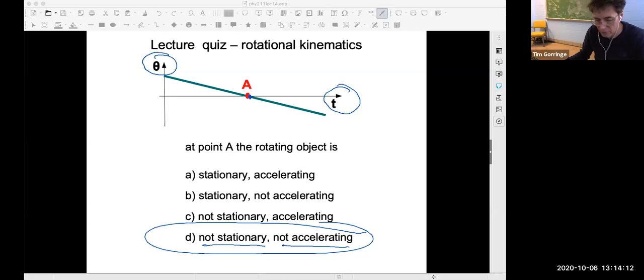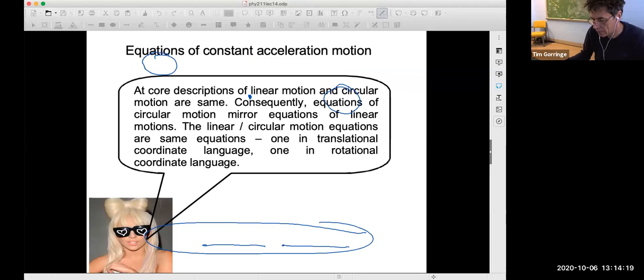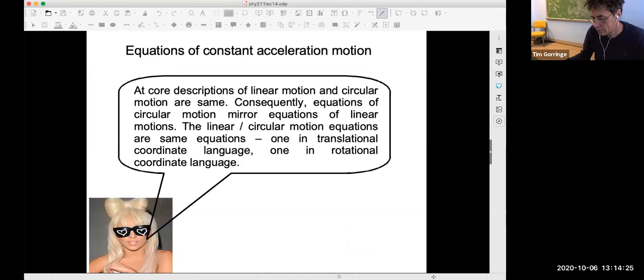Okay, so let's try and move on here. And here's an important point. We've said that our description of linear straight line motion and circular rotational motion are really the same descriptions. I'm not teaching you anything new. I've just come to class today and taught you stuff from like lecture 2, and just used a slightly different language.